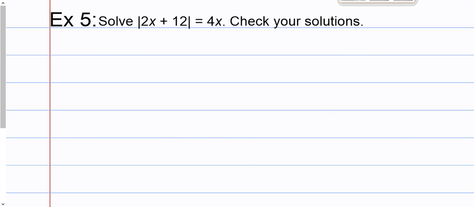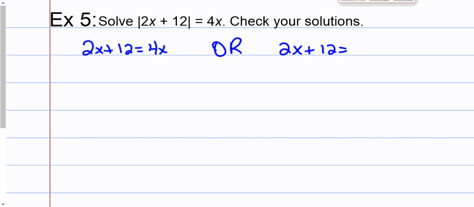Example 5. Solve the absolute value of 2x plus 12 equals 4x. And this one says check your solutions. The previous problems have not said to check your solutions. So there's a reason for that, and we'll go through and we'll see why. So when we set this one up, we have 2x plus 12 equals positive 4x, or we have 2x plus 12 equals negative 4x.